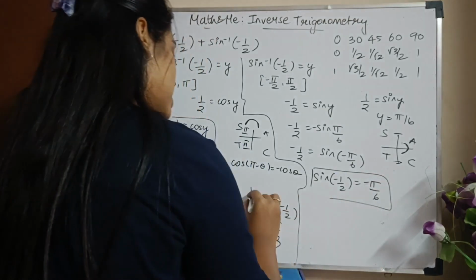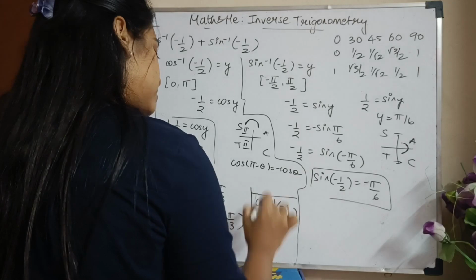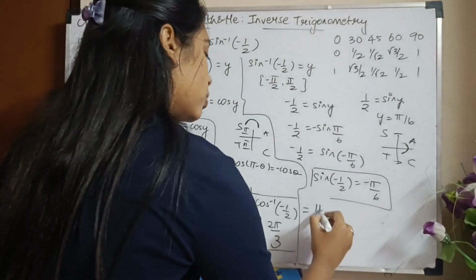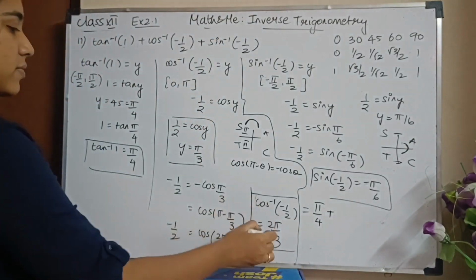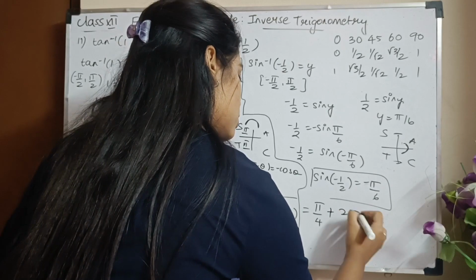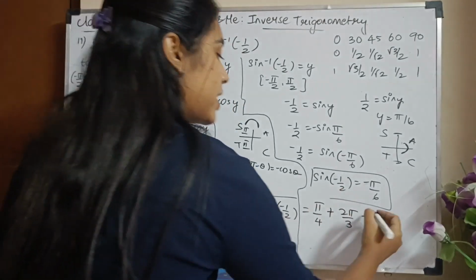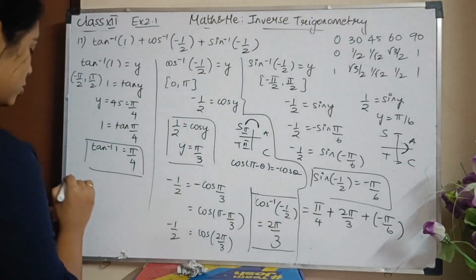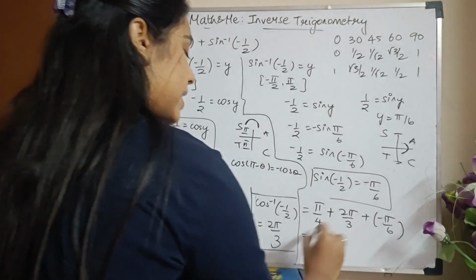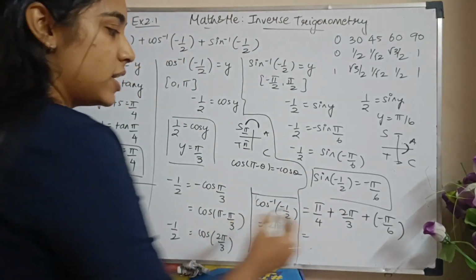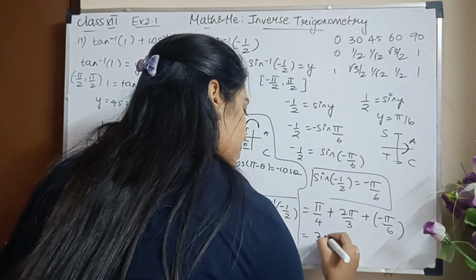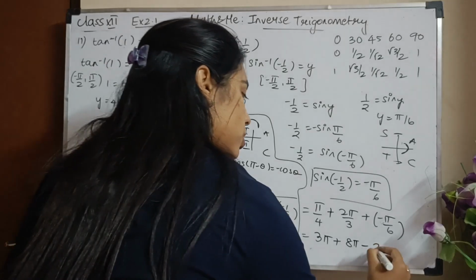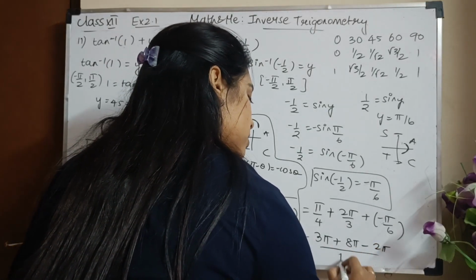So we have found all the values. I'll put a box. Now I need to substitute all the values. Tan inverse of 1 is pi by 4, plus cos inverse of minus 1 by 2 is 2 pi by 3, plus sine inverse of minus 1 by 2 is minus pi divided by 6. I need to calculate this. First I'll find the LCM, which is 12. So this is multiplied by 3, so it will be 3 pi, plus here I have to multiply by 4, so 8 pi, minus I have to multiply by 2, so 2 pi, all divided by 12.